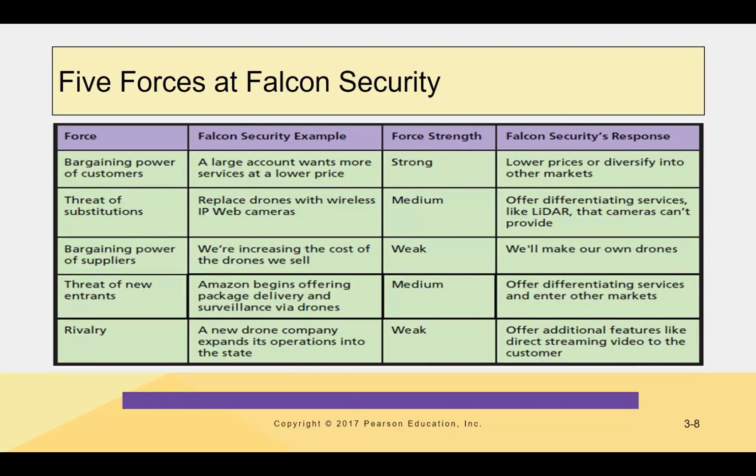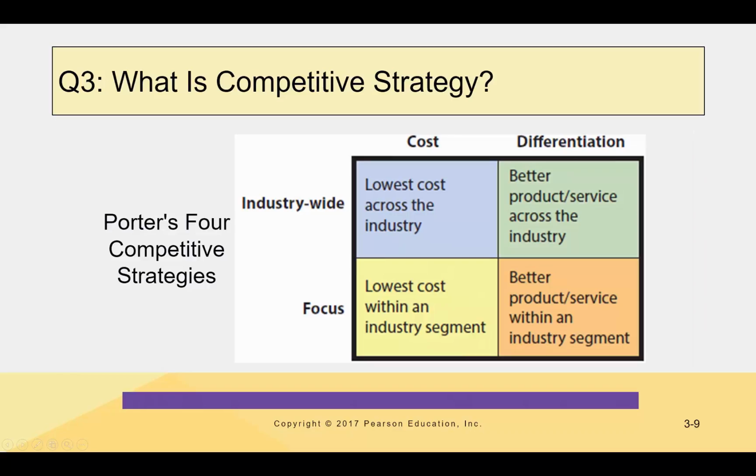5 forces at Falcon Security. And again, this is in your book, and you can get an idea by looking at your chapter on this right now. So what is competitive strategy? Putting these in place. The costs and differentiation.